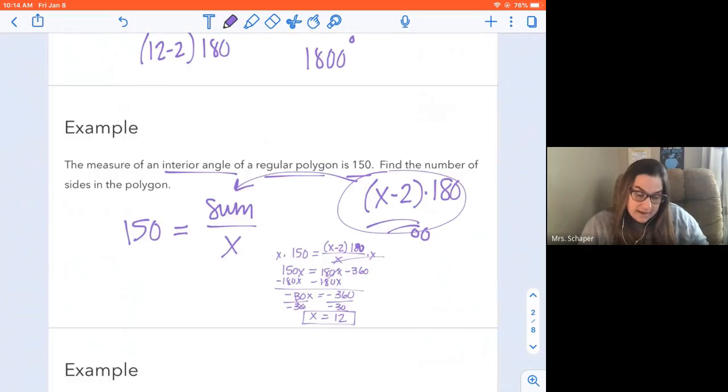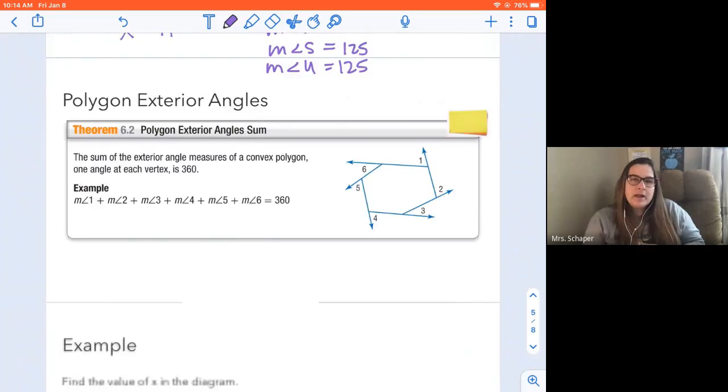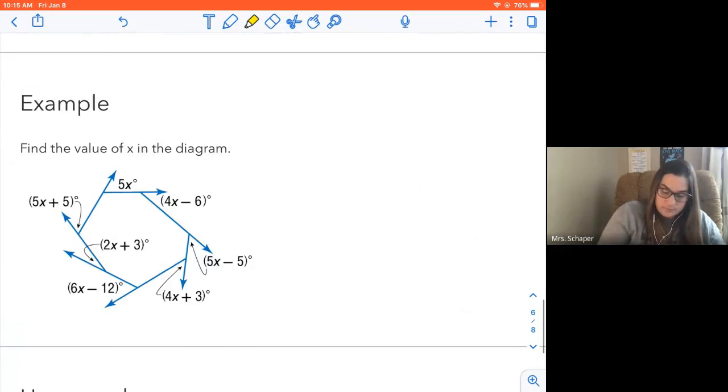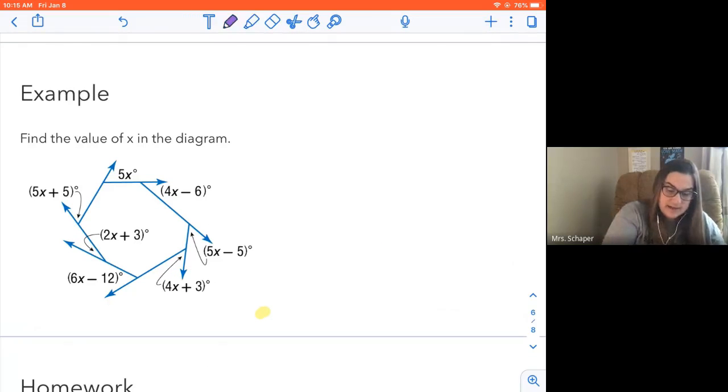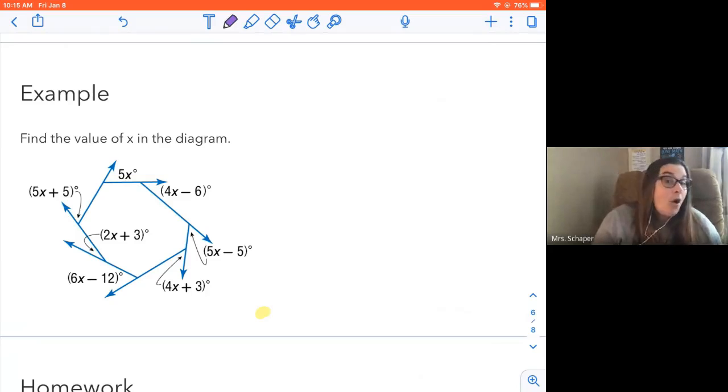The polygon exterior angles theorem: the sum of all the exterior angles of a polygon is 360. Okay, notice the note card. That's another one you're going to put down. The sum of the exterior angle measures is 360 degrees. So here's a question that's asking us to find what x is. Well, we know that the sum of all of these is 360 degrees.